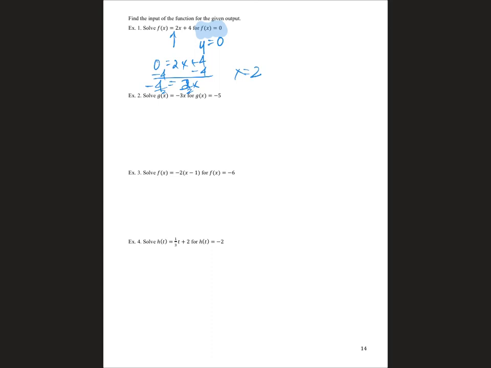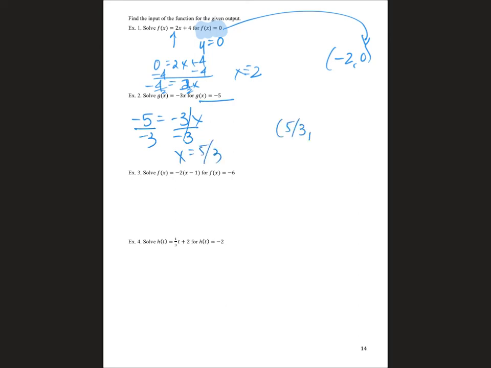So when x equals negative 2, y is 0. Okay, again, you've been given an output. Solve for the x for when the output is negative 5. So when x is 5/3, y... and I don't have to write f of x. I can write g of x or h of x or z of x. Here I've been given an output again.